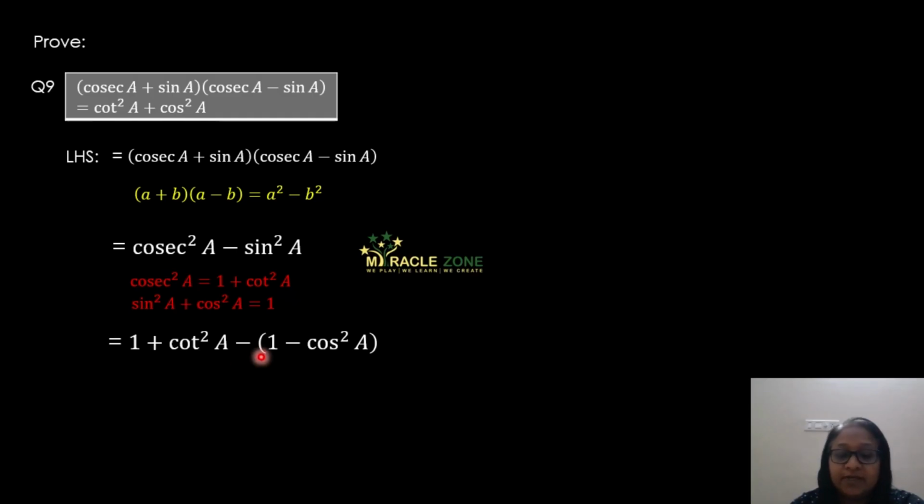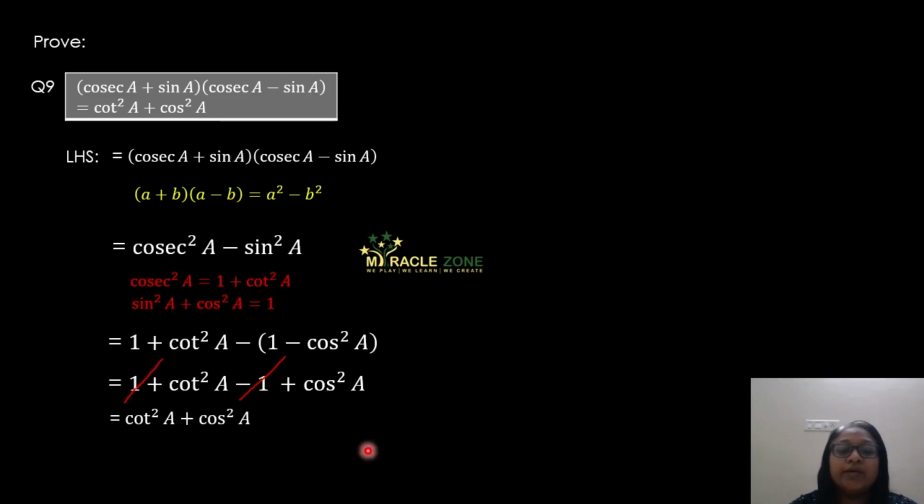When you multiply the minus inside, you will get 1 plus cot square A minus 1. Minus into minus is plus, so plus cos square A. The 1 and minus 1 get cancelled and you will get cot square A plus cos square A. Hence proved the RHS. Let's see another problem.